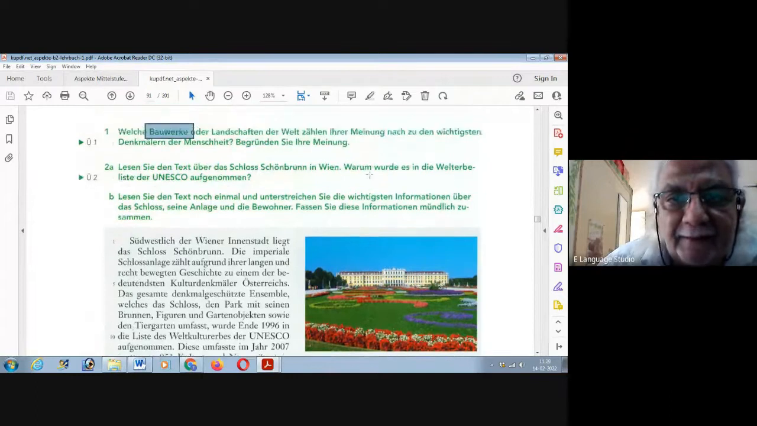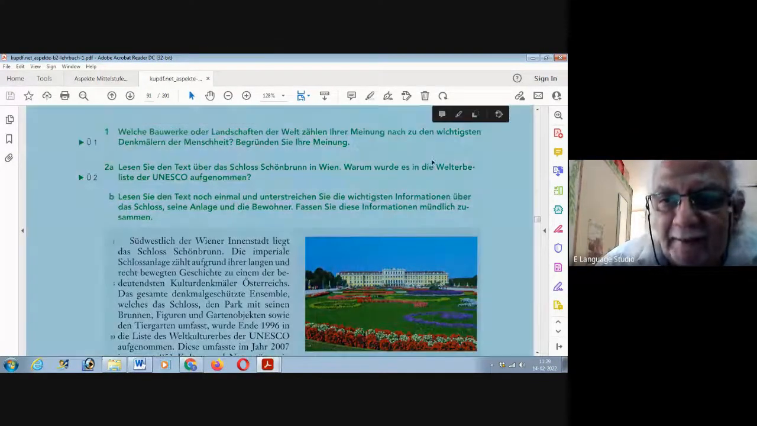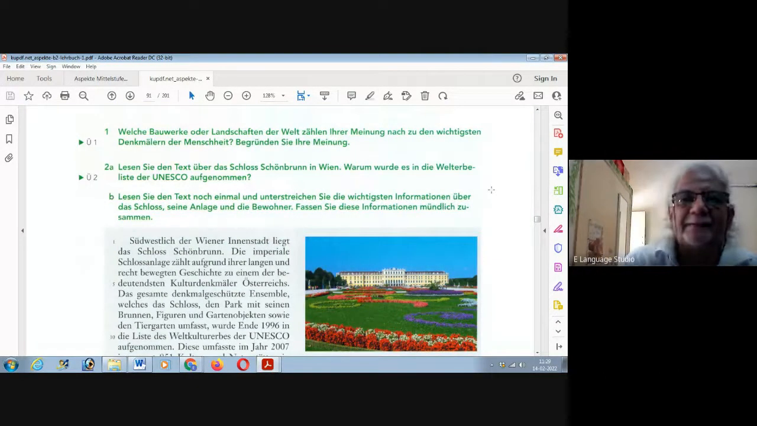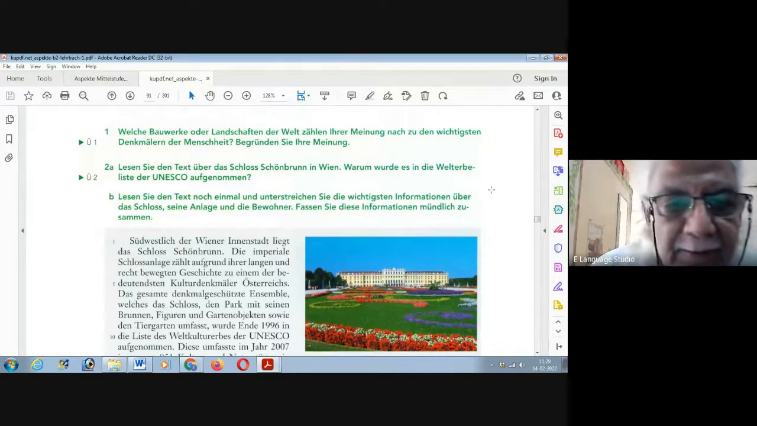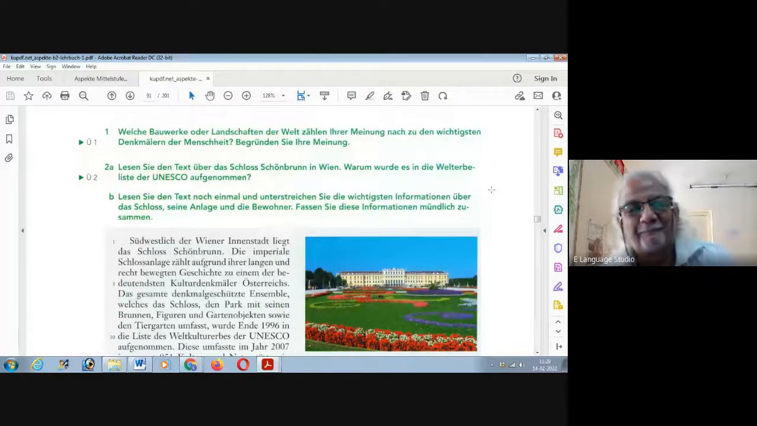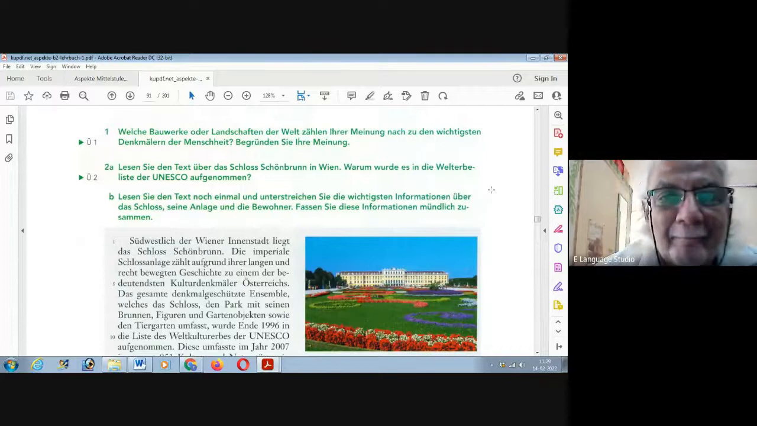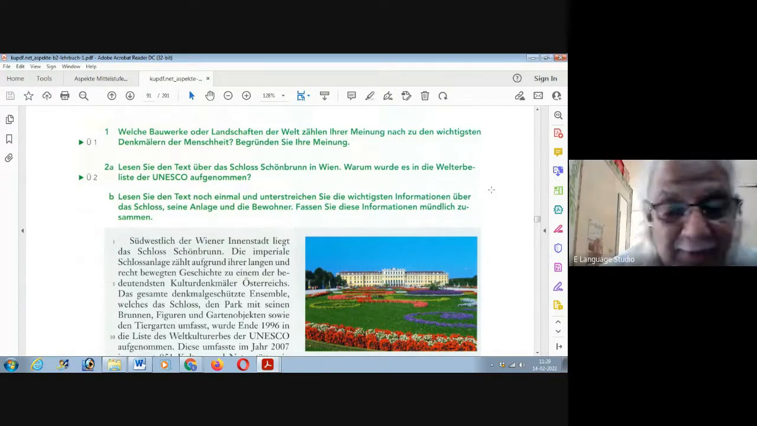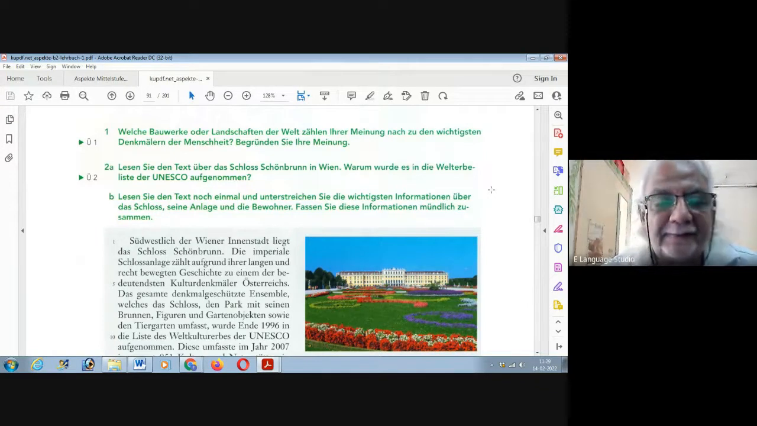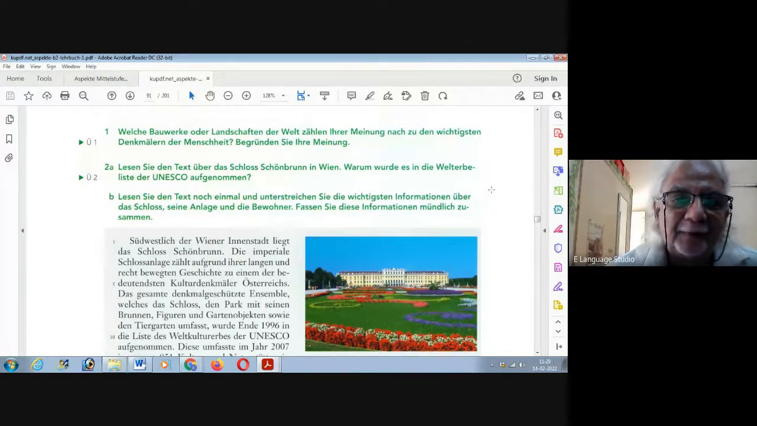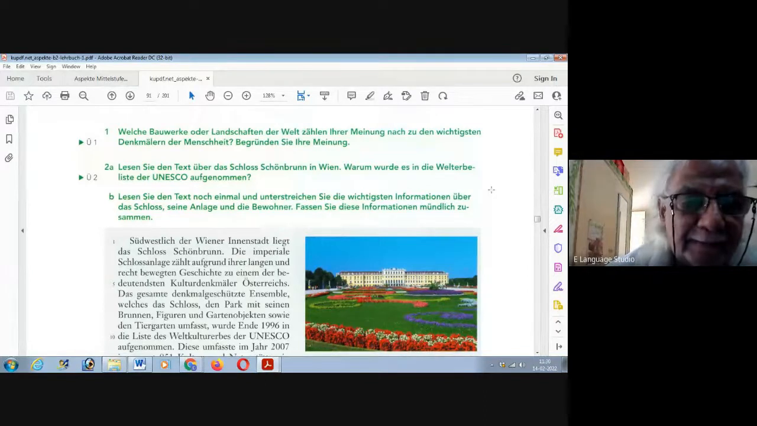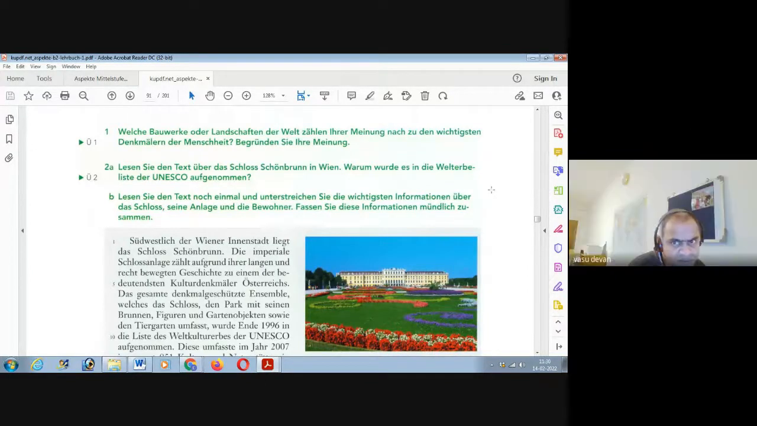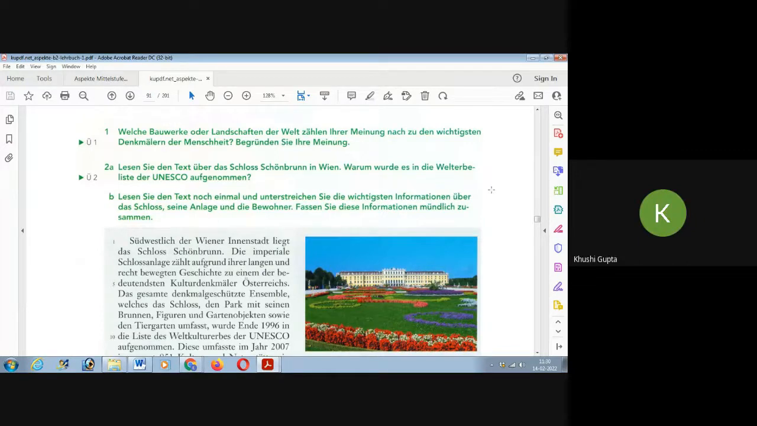Und das wird auf die Welterbeliste der UNESCO aufgenommen. Was bedeutet Welterbeliste? Yeah, World... ein neues Wort. Cultural Monuments. No, give me the right word. Welterbe. Taj Mahal steht auch darauf, auf dieser Liste. Wonders are the word. Wonders of the world.